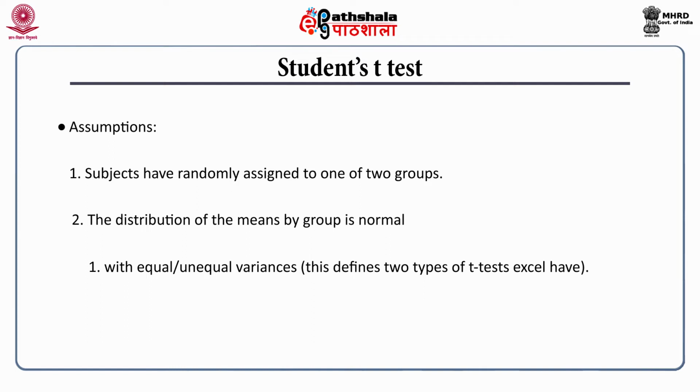So to decide which one, we have to first find out if the variances are equal or unequal by F-test. Now the third one is that the sample sizes between the two groups do not have to be equal. So sample sizes can vary, but the variances have to be approximately equal.